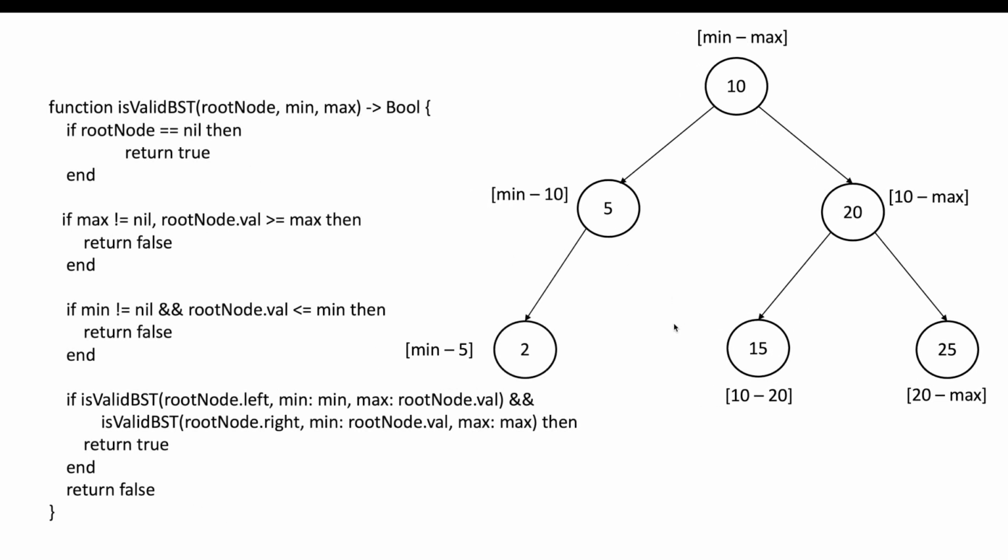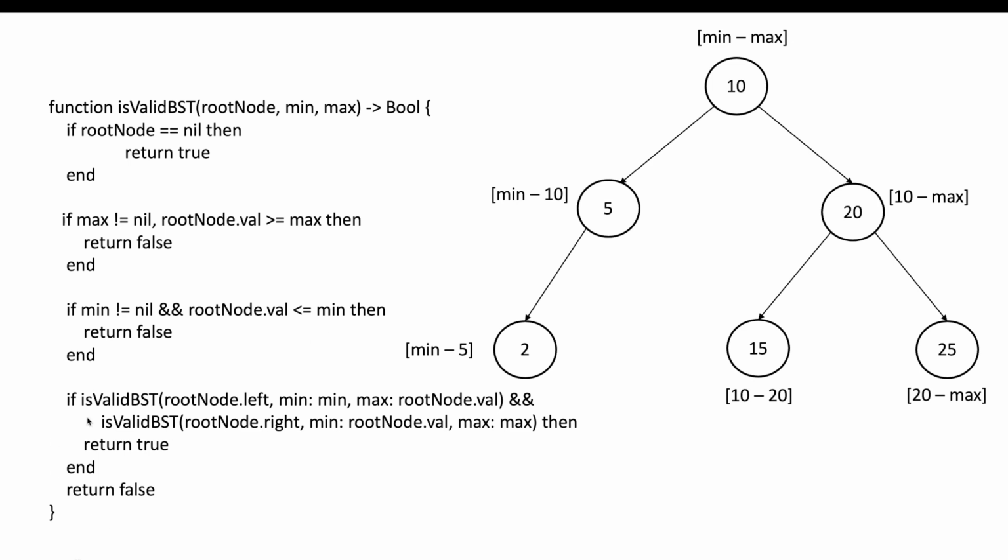This is the pseudo code for isValidBST. We have root node and minimum and maximum. Minimum and maximum can be any infinite value, or you can pass nil as well. For this recursive call, our exit condition is if root node is nil, then we will return true. If maximum is not nil and root node dot value is greater than max, then we will return false. If minimum is not nil and root node dot value is lesser than min, then we will return false.